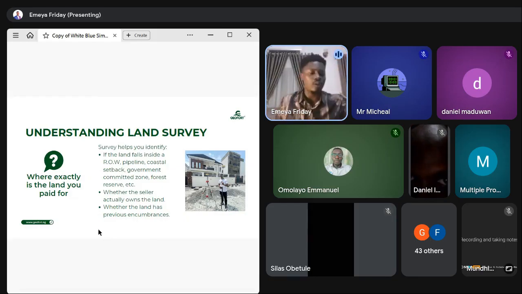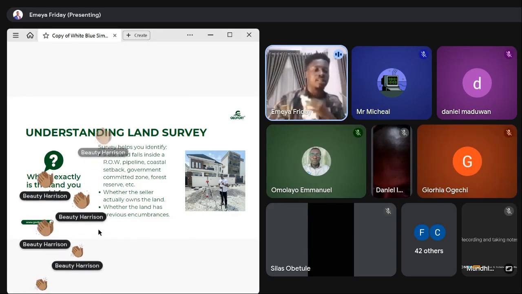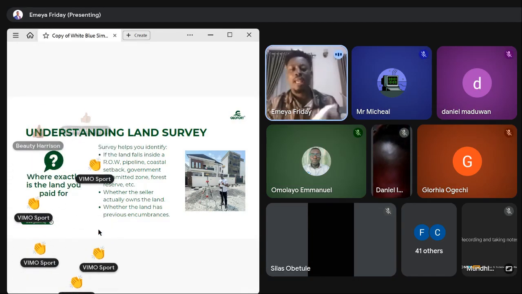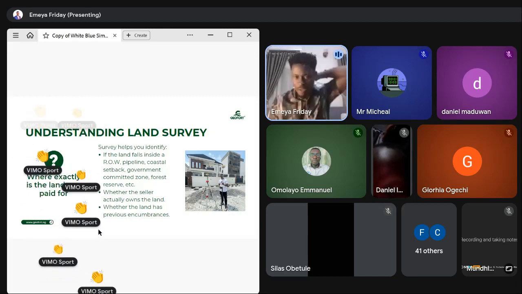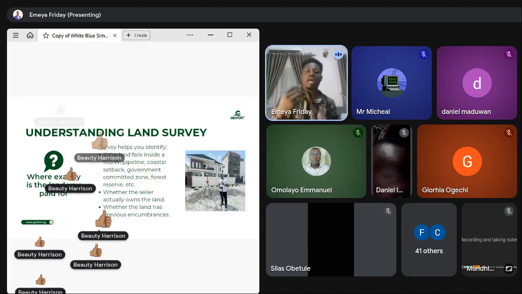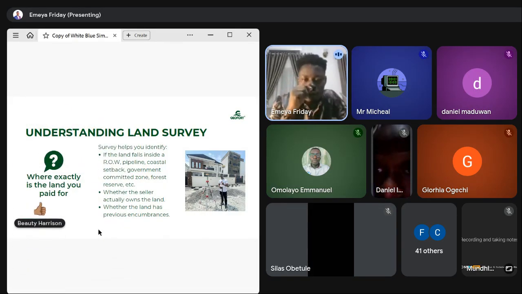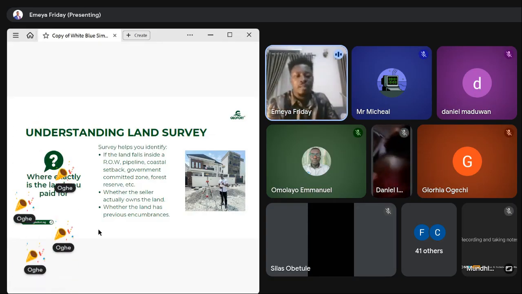So in case someone is having it in mind to ask me later, okay? So let's move to understanding land survey, which is on my screen. And this is speaking to due diligence. Okay, land survey, this section will help us answer that question: where exactly is the land I paid for? Where exactly is the land? Oh, I paid for this land. Where is it? Show me.